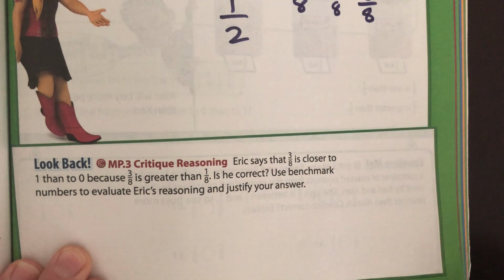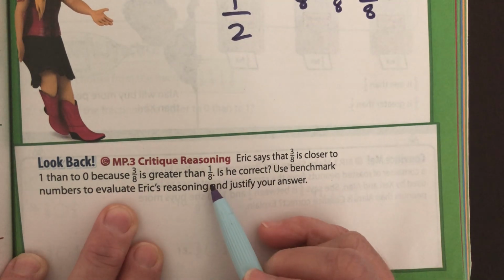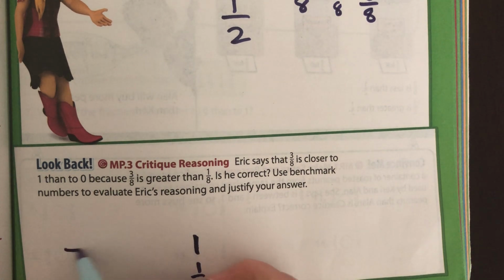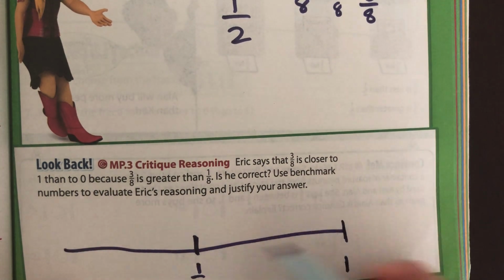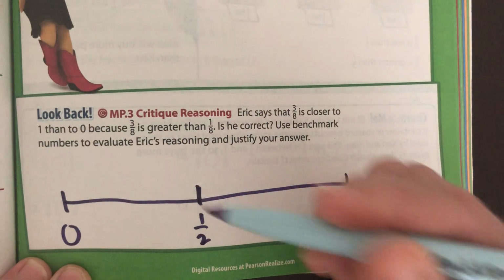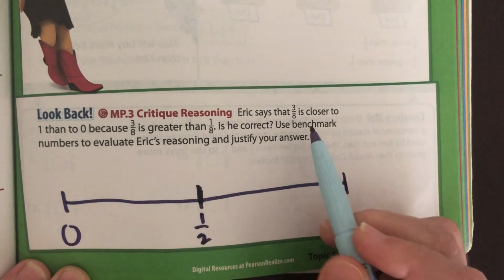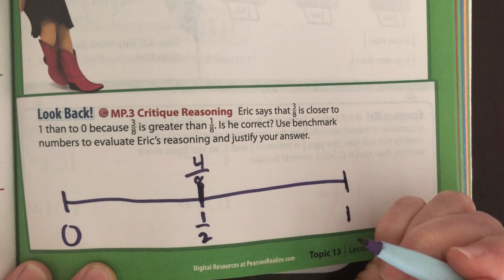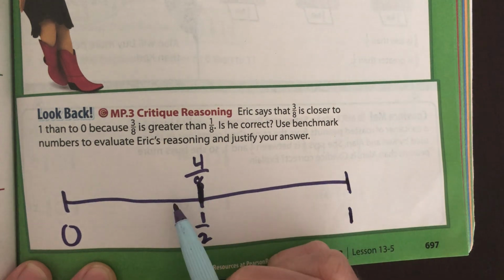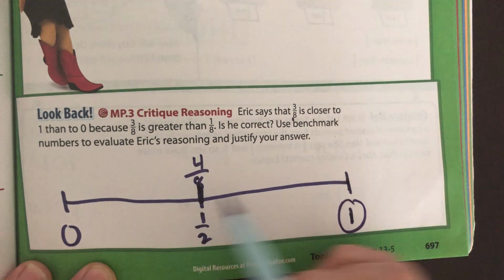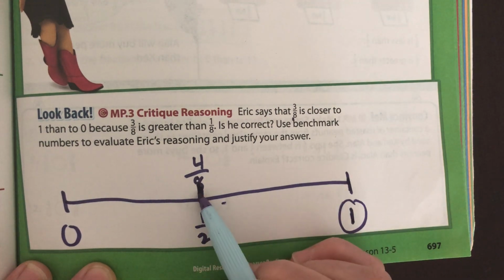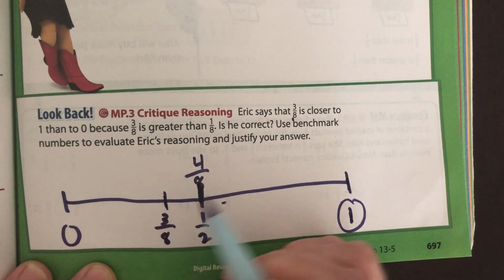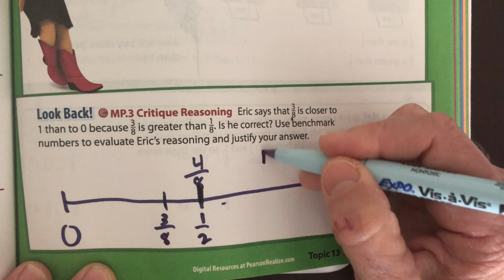Eric says that 3/8 is closer to 1 than to 0 because 3/8 is greater than 1/8. Is he correct? Well, he is correct that 3/8 is greater than 1/8. But if we're using a benchmark, that's half, right? We have 1 and we have 0, and half is right here. If we're talking about 8ths, then half is 4/8, right? 4 is half of 8. He says that 3/8 is closer to 1. Is 3/8 going to be bigger than 4/8? Is it going to be bigger than the halfway mark? It's not. 3/8 is going to be over here. So is he correct? No.